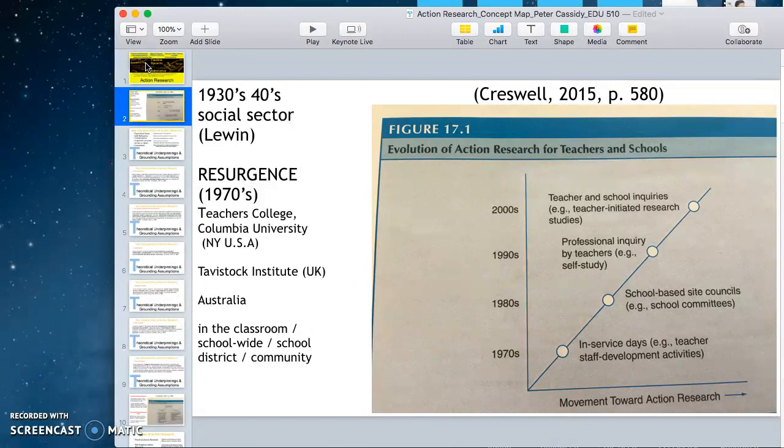Now, action research saw a resurgence in the 1970s. Teachers College in New York City, Columbia University, adopted Lewin's approach, but made it practical for teachers, so in the classroom. It also mentions the UK, Tavistock Institute, and Australia is mentioned. Today, action research is a very practical design for teachers to enact change in their classrooms when they've identified problems.